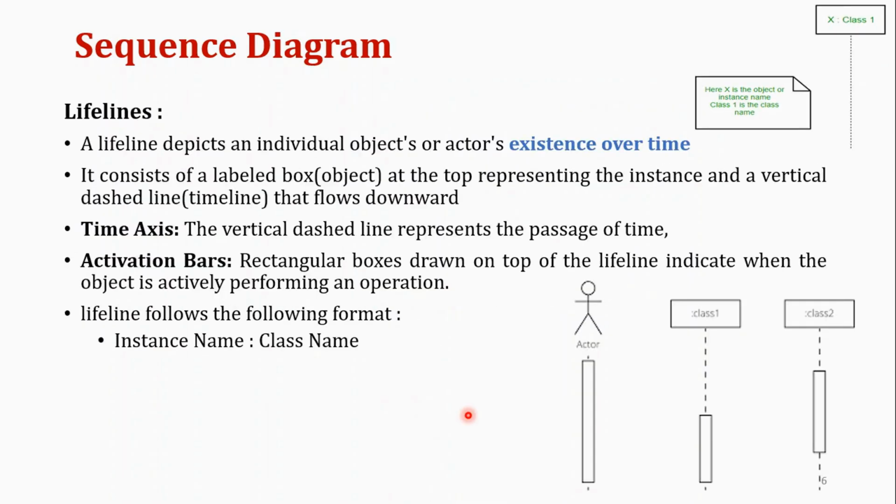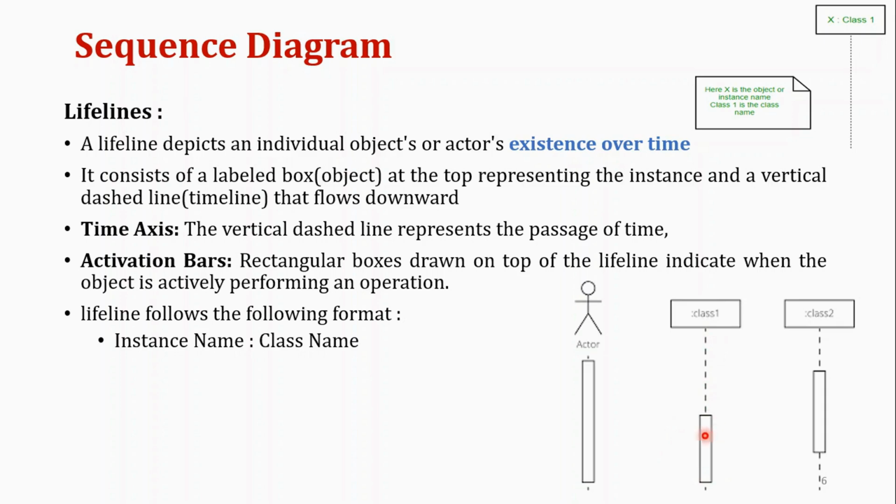The next one is the lifeline. The lifeline is the vertical line you can see on the right. The lifeline represents the existence of the objects over a period of time. The lifeline consists of a rectangular box on the top showing the object name. So this is the class 1 object name, class 2 object name, and a vertical dashed line, and then the vertical box which represents the lifeline. The vertical dashed line indicates the passage of time for that object.